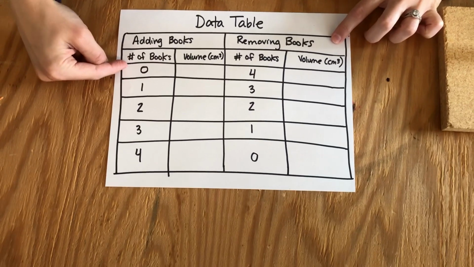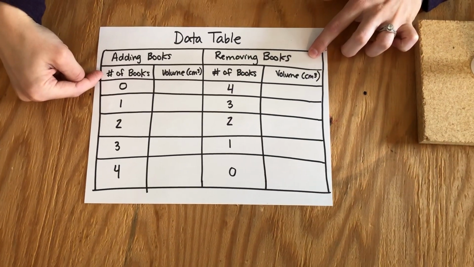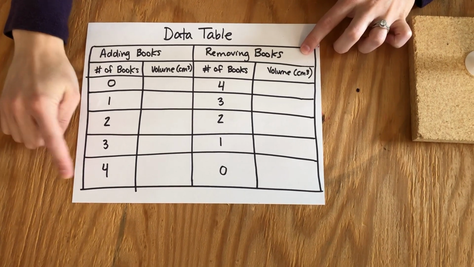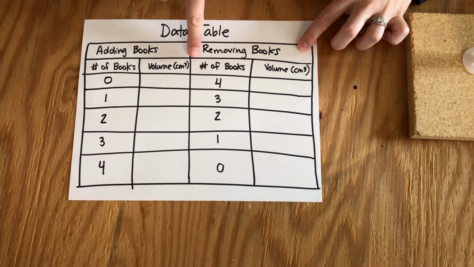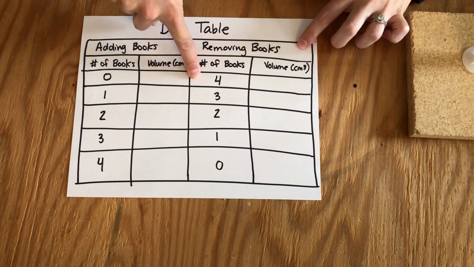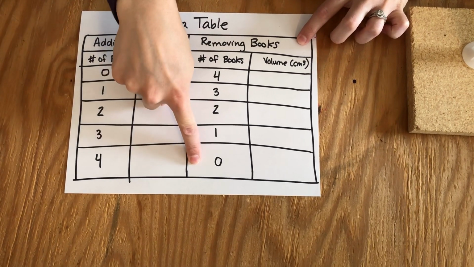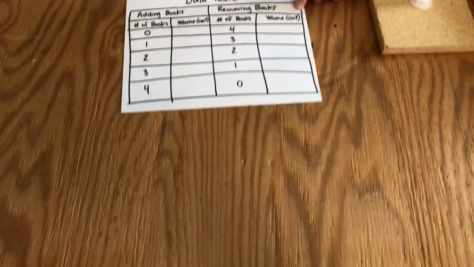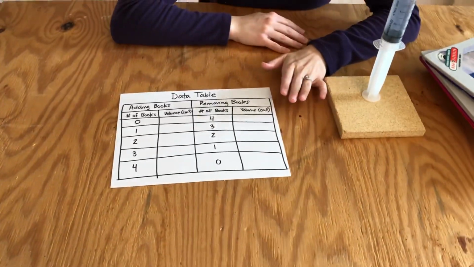Notice in adding books, we're going to go ahead and pre-fill in the number of books column starting with 0 and going all the way up to 4. And in the removing books column, we're going to pre-fill the number of books starting with 4 and working backwards towards 0. Go ahead and pause your video, create your data table. Once you're done, join us again and we will get started.